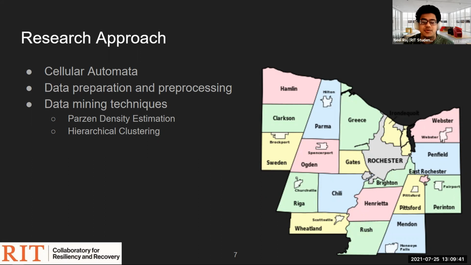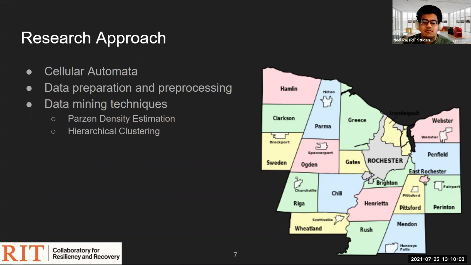In addition to researching cellular automata and designing how it can be implemented in this research, data preparation and preprocessing was needed to clean the data so that meaningful information could be extracted from the data to help with analyses. More of this research product requires the use of two data mining techniques, kernel density estimation and hierarchical clustering.